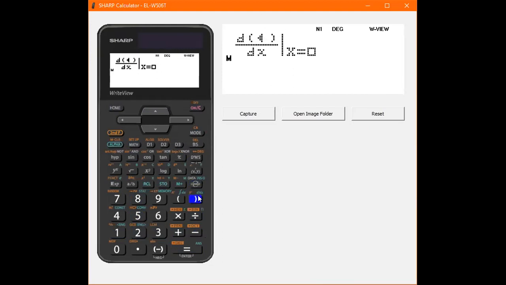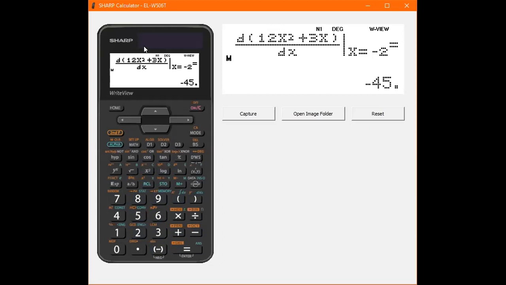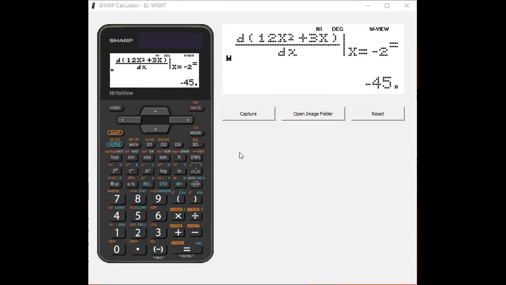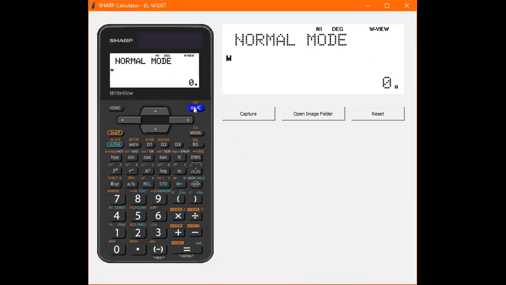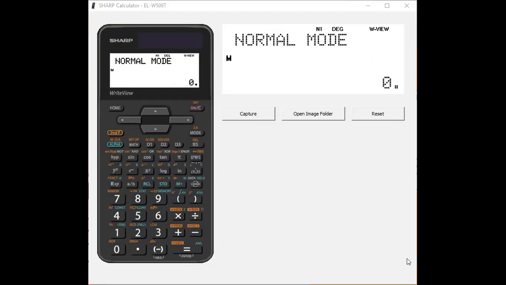Okay, so back to calculus now. So we can say alpha and differentiate. So we're going to say, call it 12x squared plus 3x at the point where x is equal to -2. And this just gives us the derivative or the gradient at a point.